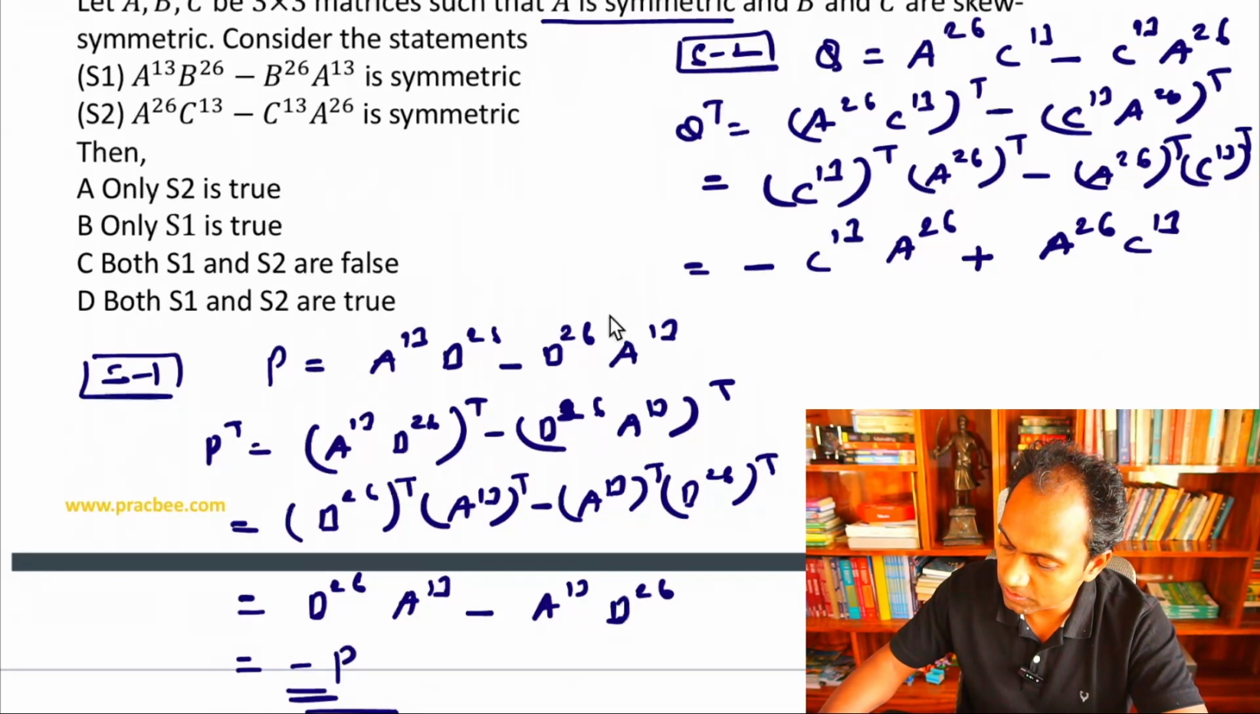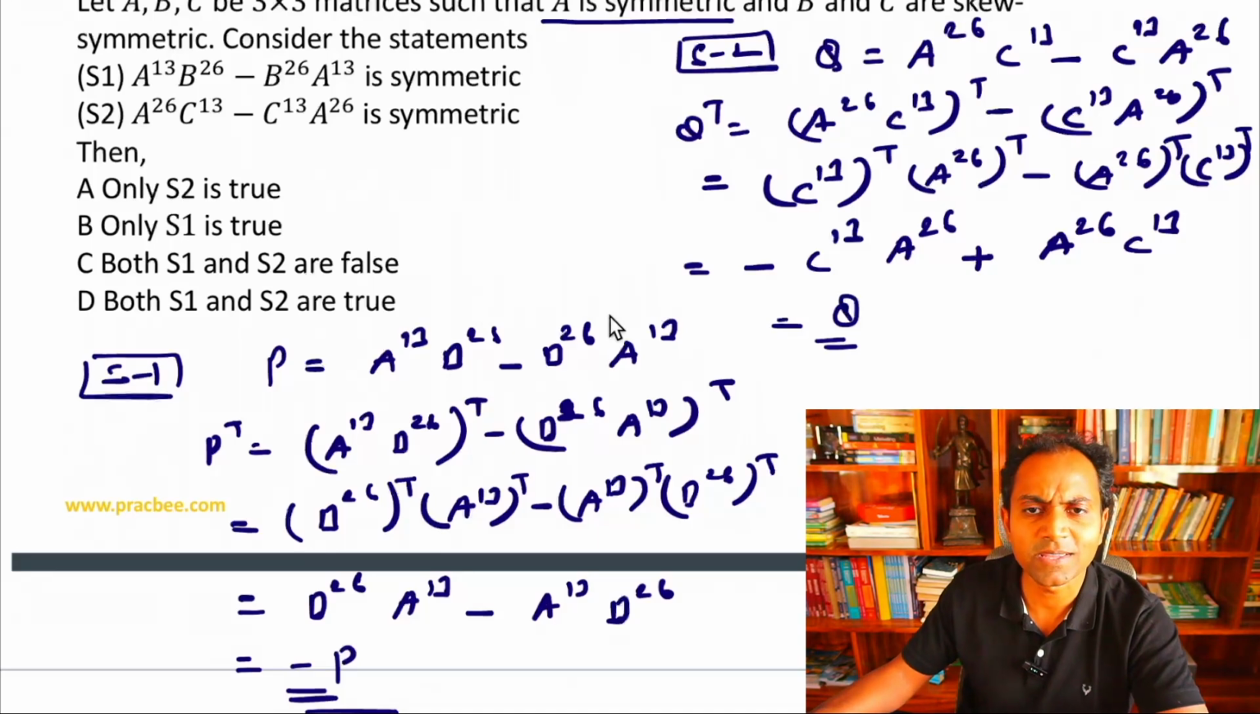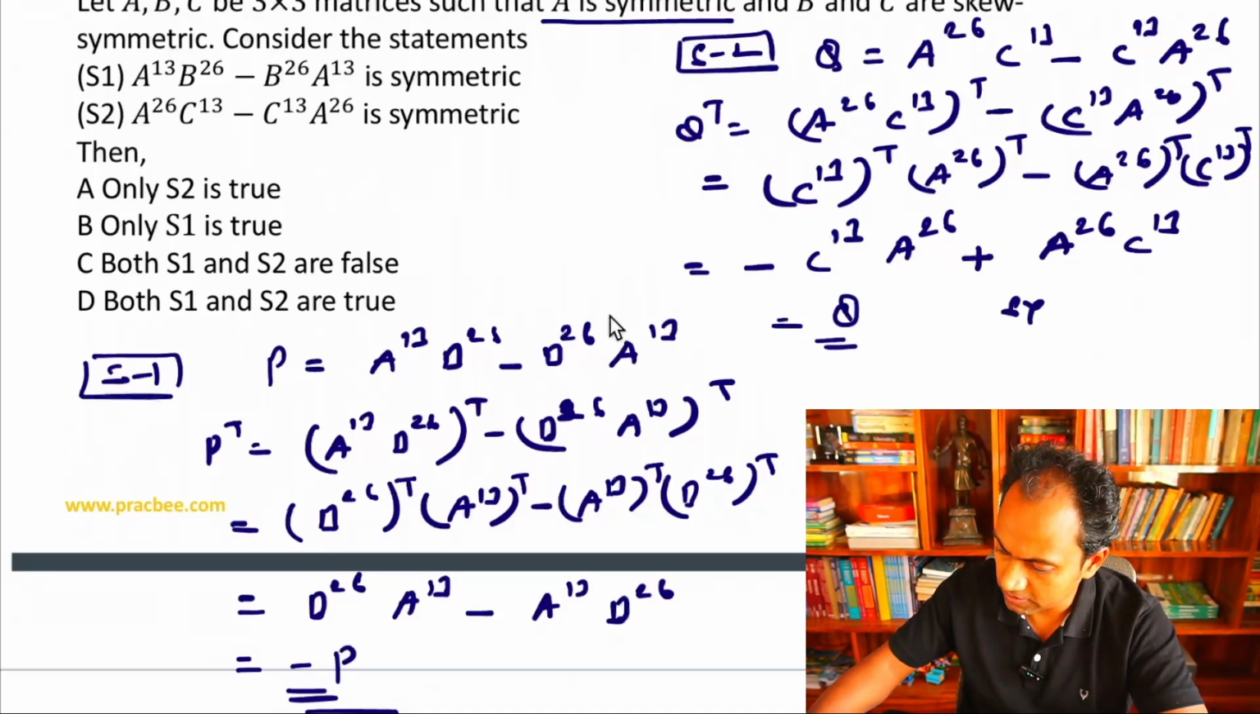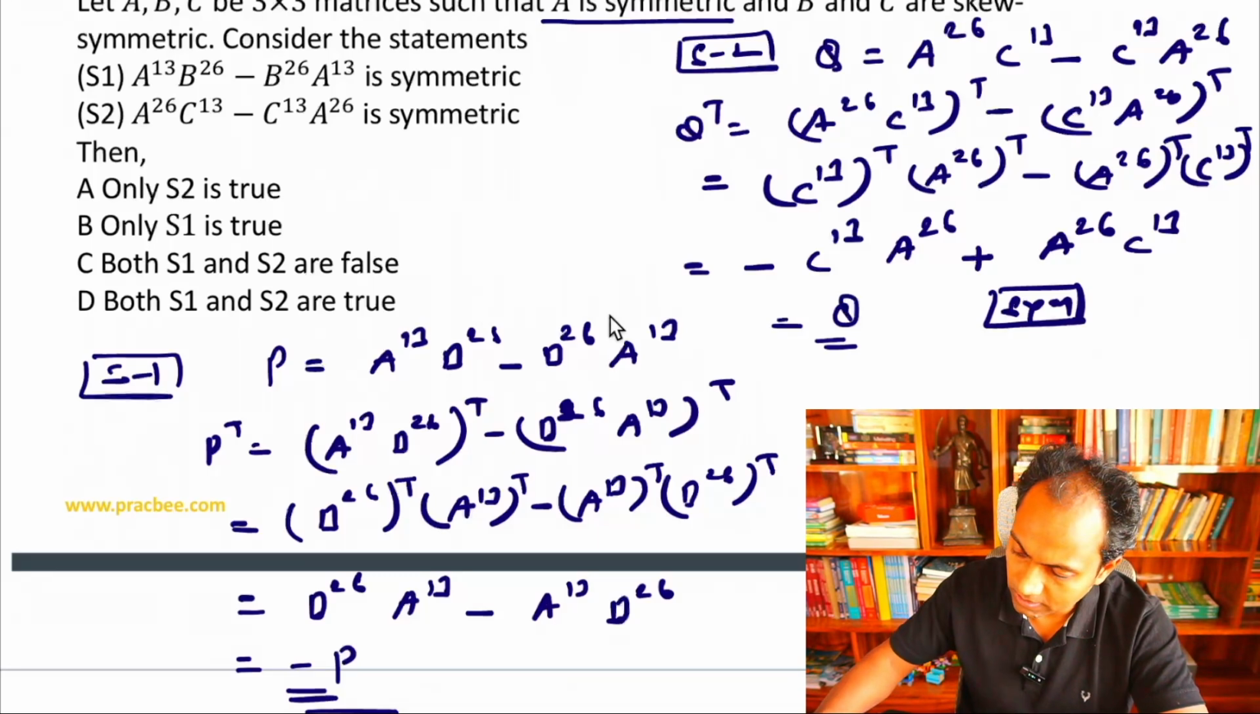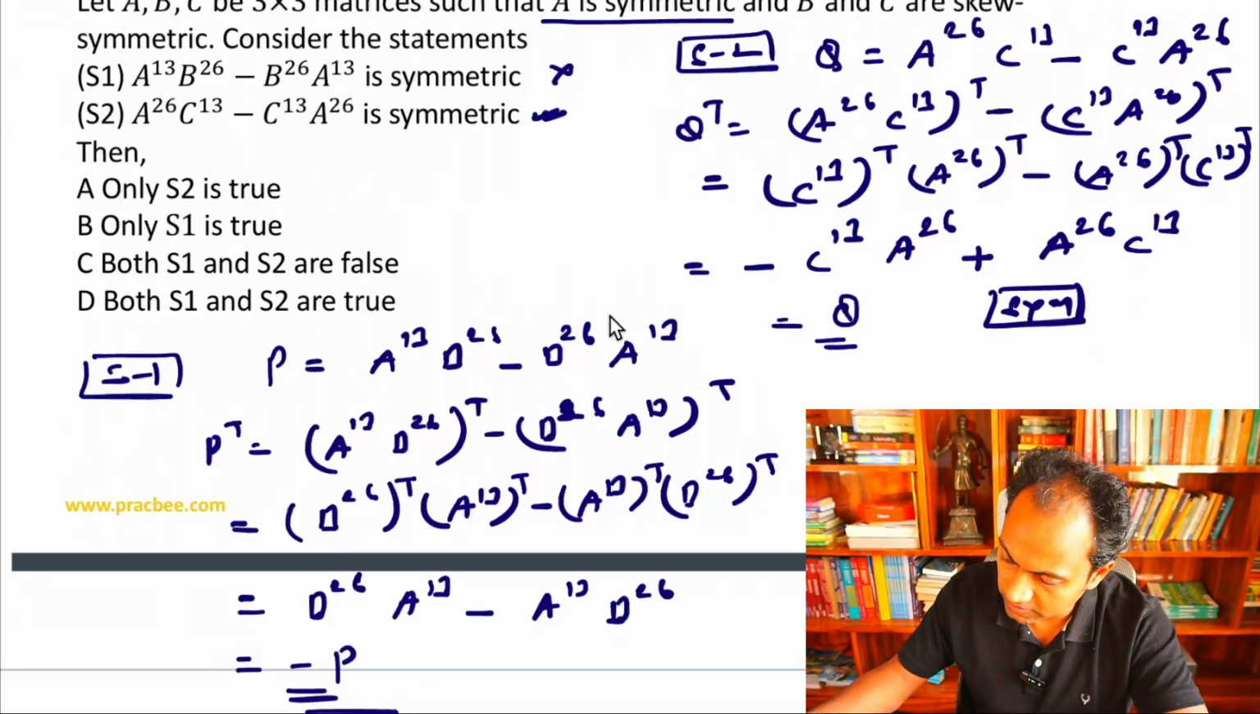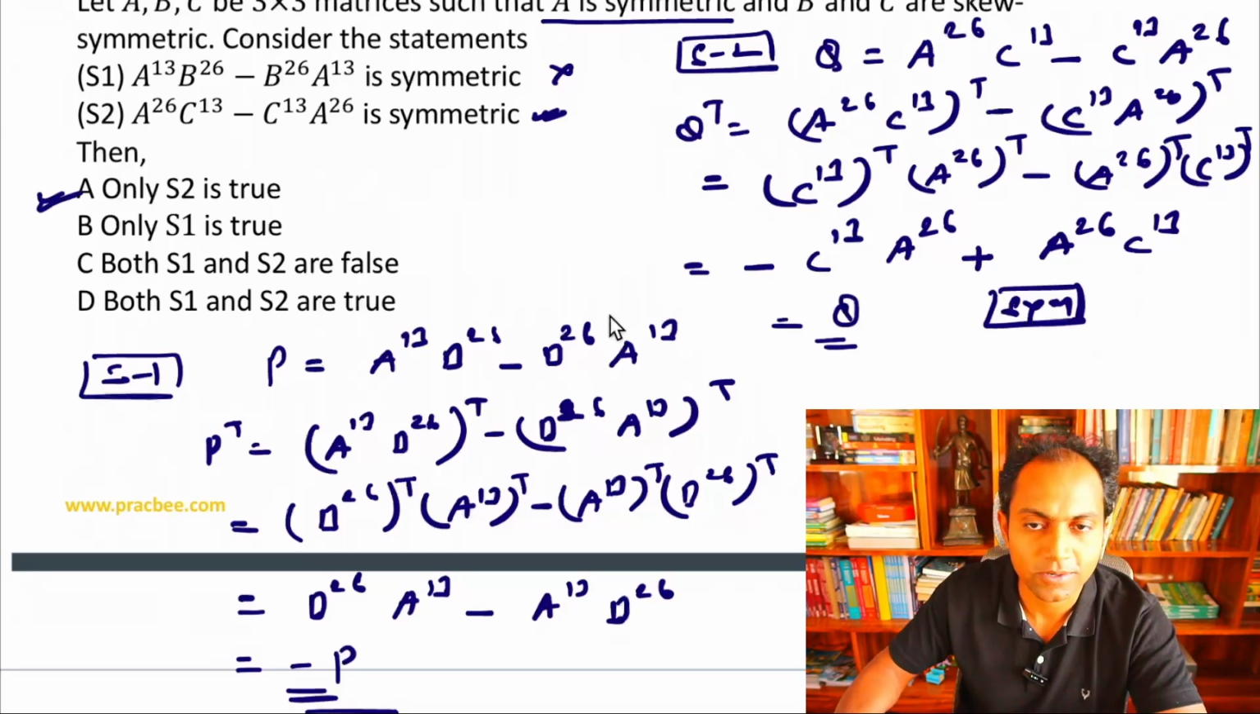Now, if you rearrange, you can see that you are getting your Q matrix one more time. It is the same thing that we started with. So this becomes nothing but a symmetric matrix. So you can see that statement 2 is correct. The first one was false. So if I check the options, option A comes out to be correct.